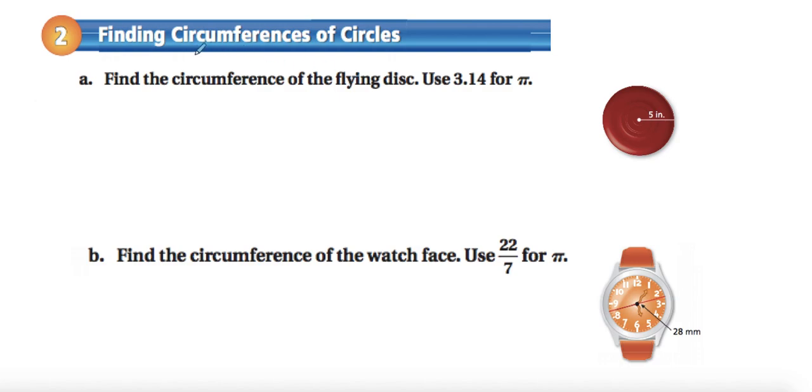Let's solve for the circumference of our circles. Problem A. Find the circumference of the flying disc. Use 3.14 for pi. So the first thing that I'm going to do is I'm going to write my formula for circumference to keep me organized. So circumference is equal to diameter times 3.14.